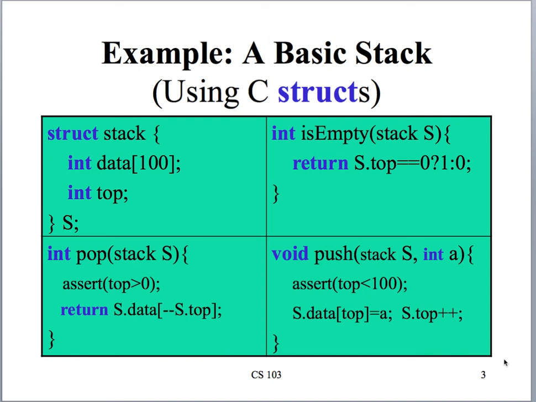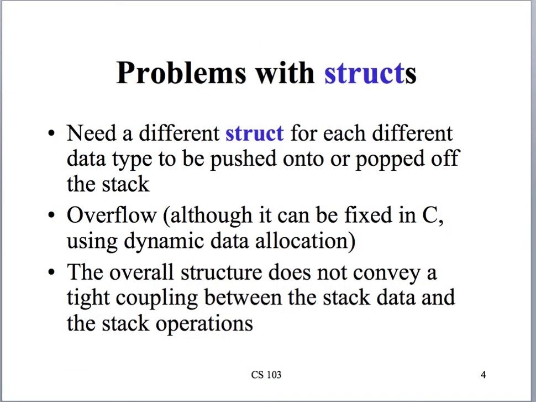So this is good old C code. We can't incorporate these things like push and pop. Well, we can, but we didn't in this case, into the structure. So they're external to the structure, so that's why we have to keep passing the structure in. So the problem, of course, with structures, though, is that we need a different structure for each kind of data that we're going to put on the stack, use the stack for. We have to deal with the overflow issues, etc., etc.